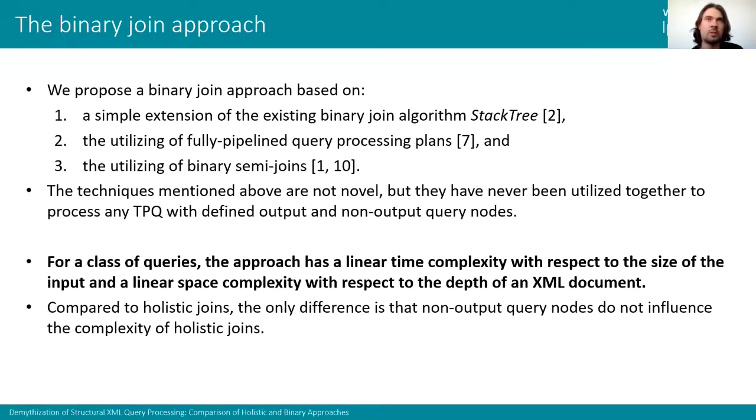In our paper, we show that for a class of queries, our approach has a linear time complexity with respect to the size of the input, and a linear space complexity with respect to the depth of an XML document. This is the same complexity as for holistic joins, but for a different class of queries. The difference is in the non-output query nodes. It means that the complexity of holistic joins is not influenced by the settings of output and non-output query nodes in a TPQ.